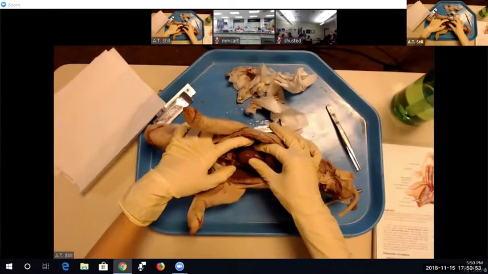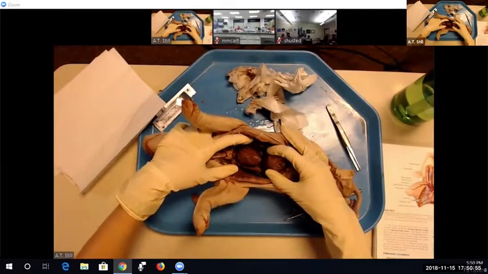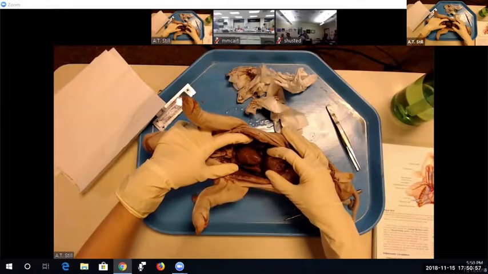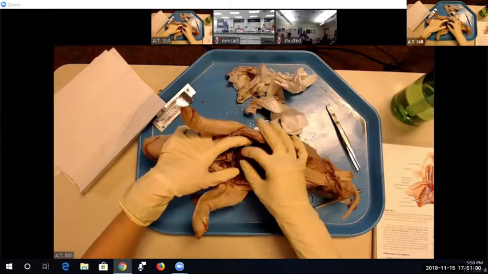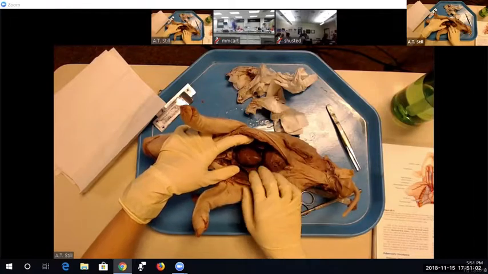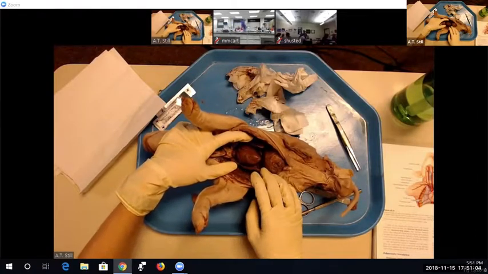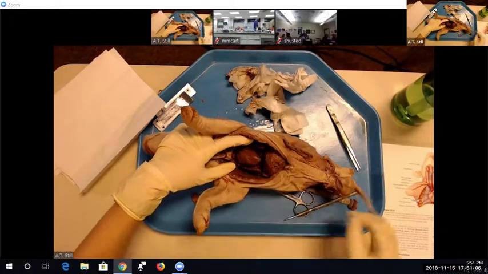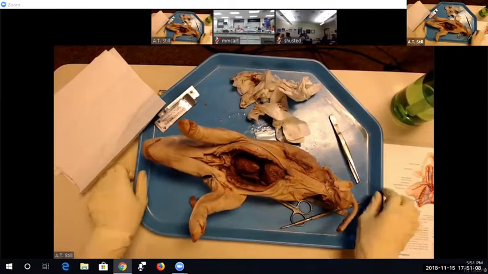Okay, so what we're going to do now is try to look at the great vessels that connect into the heart and bring blood to the heart and also take blood away from the heart to the rest of the body.